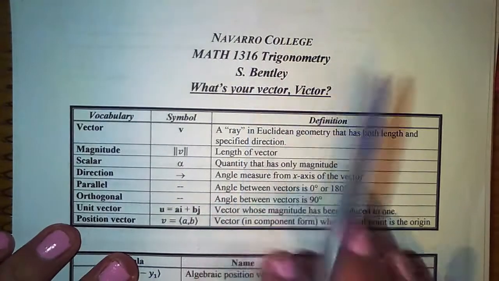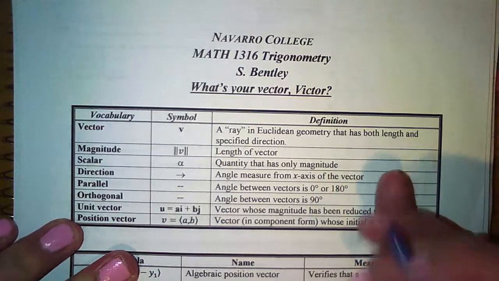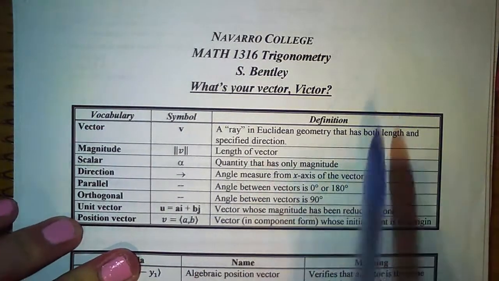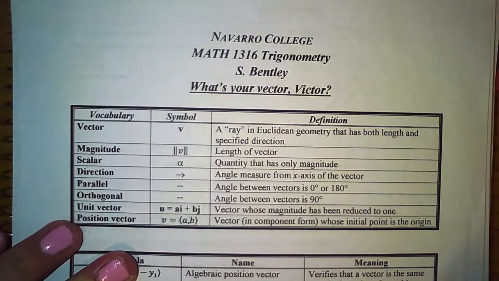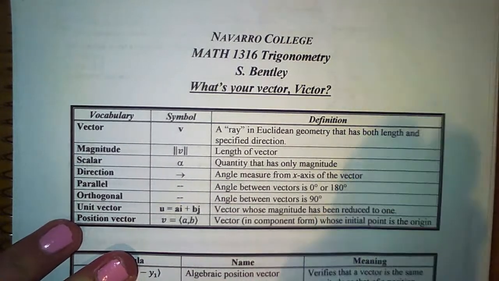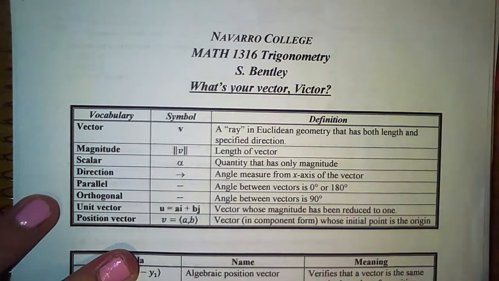There's another handout. It's called What's Your Vector, Victor? Which is a joke from a movie from back in the 70s called Airplane. It's hilarious. But we're going to do the most basic introduction to vectors. And so bottom line is we're going to rename some stuff a vector.